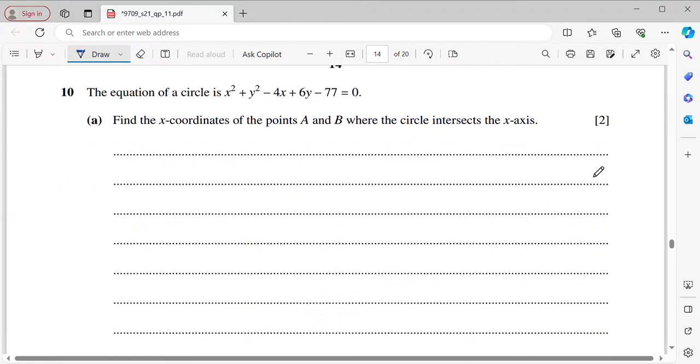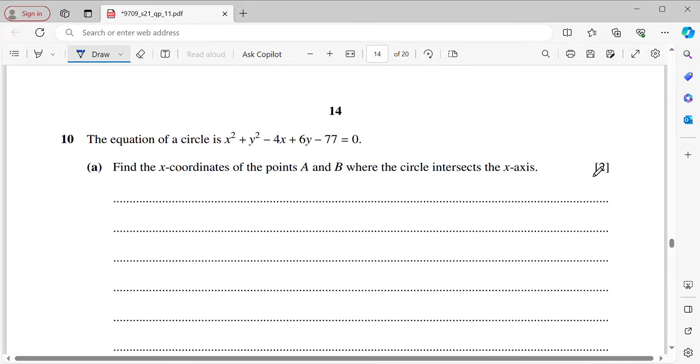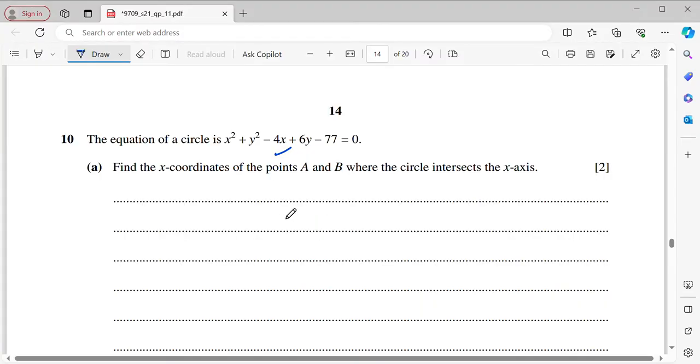Okay, now next question, number 10. The equation of a circle is this. Okay, this is an equation of a circle. Part A, find the x-coordinates of the points A and B where the circle intersects the x-axis. When it intersects the x-axis, it means that y equals 0.